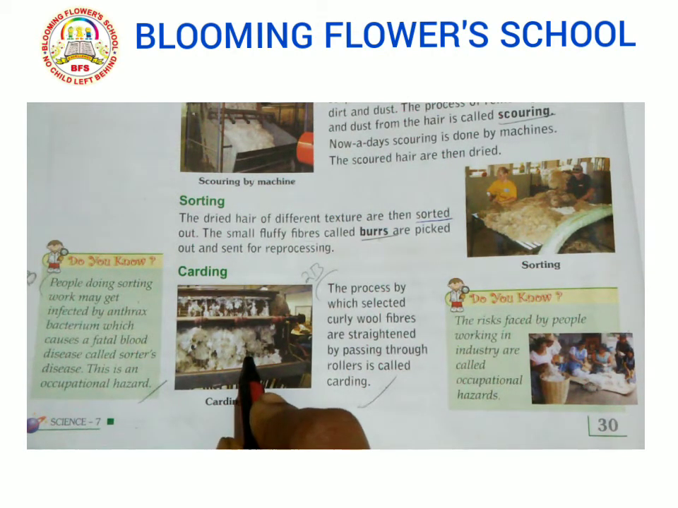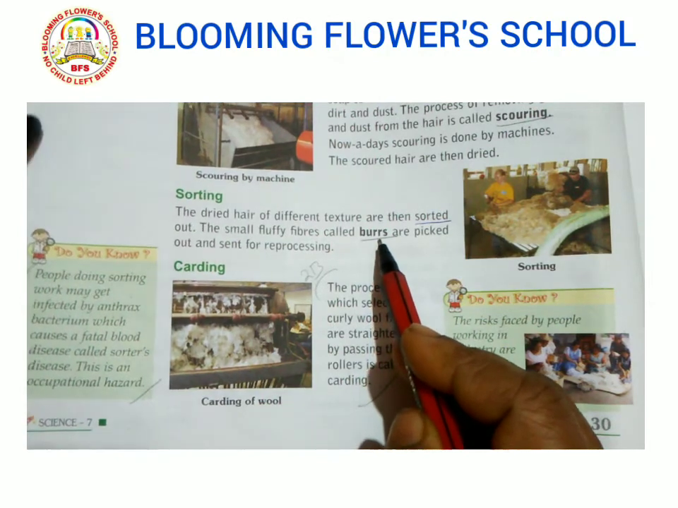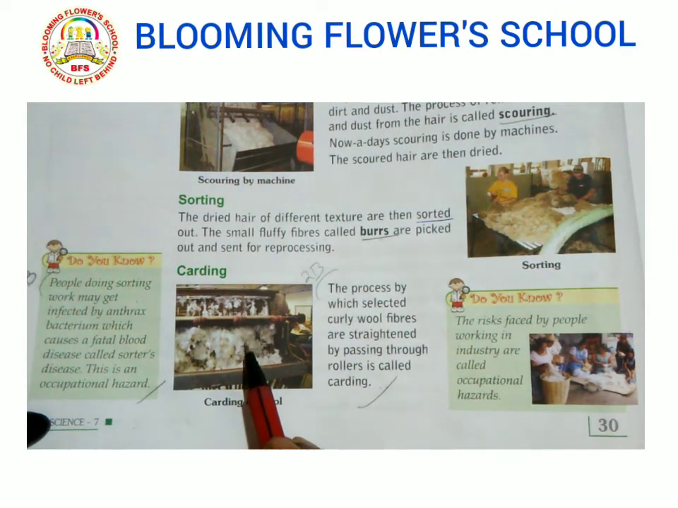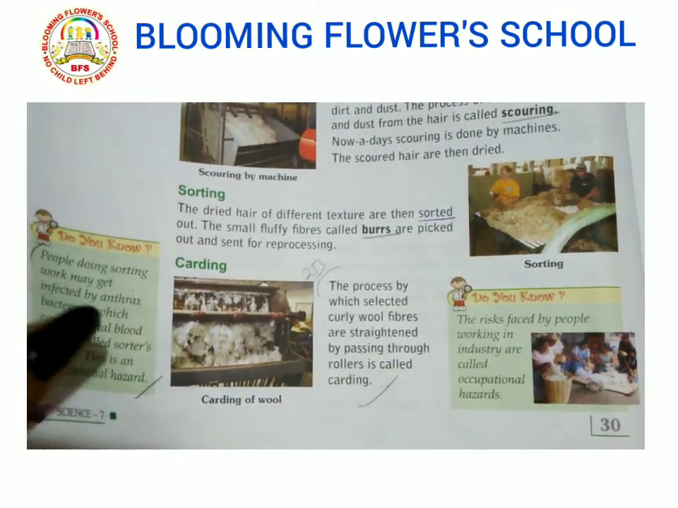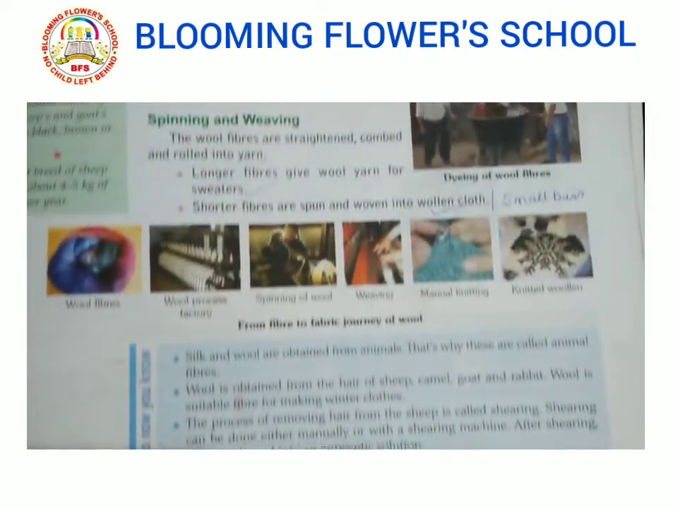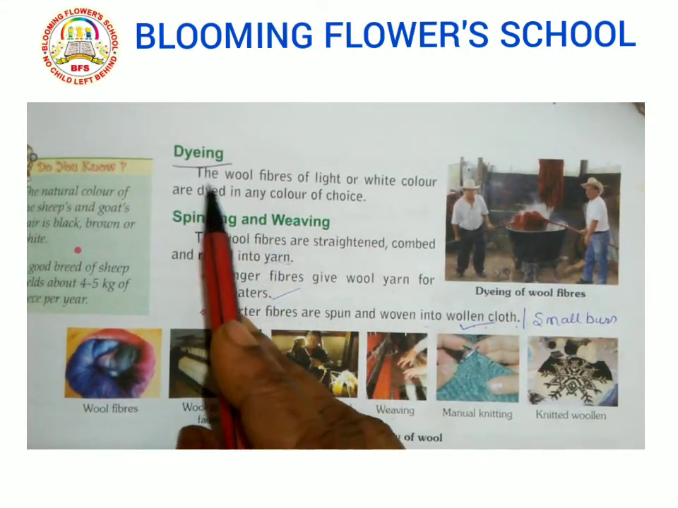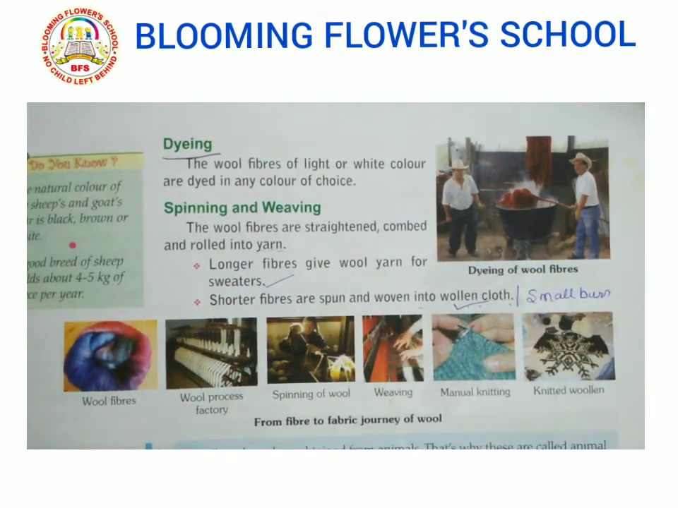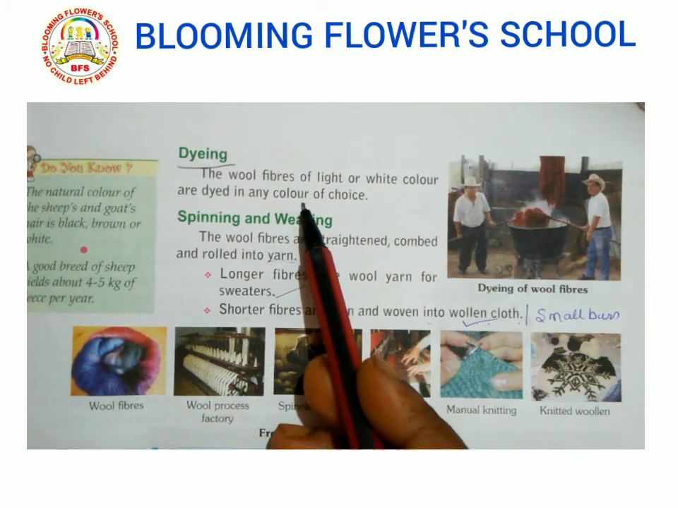After carding, you will be having straight burrs. In sorting you will be having smaller ones and longer ones also. Depending upon their length, we do the carding. After carding, you will be having lengthwise, and whatever the carded burrs are there, what we do is dyeing for them. We dye them. Dyeing in the sense we'll color them. The wool fiber of light or white color are dyed in any color of choice, whatever the color you want. We color those wool fibers.